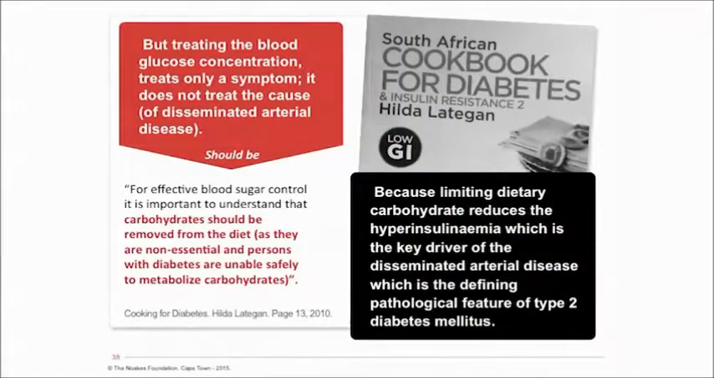So the reason why limiting carbohydrates helps, and I will show you, is because limiting dietary carbohydrate reduces the excessive insulin production. That is the key problem in diabetes: we oversecrete insulin and the insulin doesn't work because we have insulin resistance. And it's the insulin that causes the disseminated arterial disease, the defining pathological feature of type 2 diabetes. That conflicts with the theory that it's cholesterol which drives arterial disease, and that model, I will show you, is incorrect. It is lipoproteins, absolutely, which drive coronary artery disease and arterial disease.